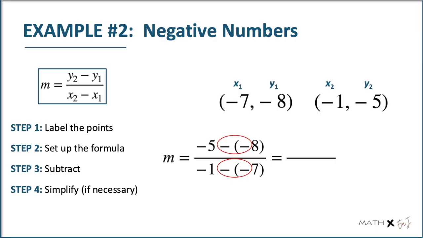Remember that when you subtract a negative number, it's the same as addition. So the numerator can be written as -5 plus 8, and our denominator, -1 plus 7. -5 plus 8 gives us 3, and -1 plus 7 gives us 6. And finally, if we simplify this fraction, we get a slope of 1 over 2.